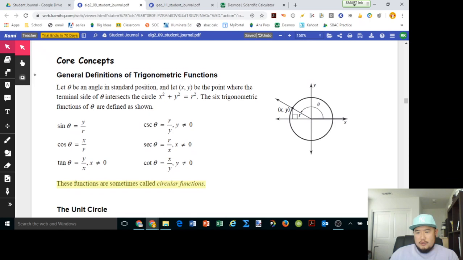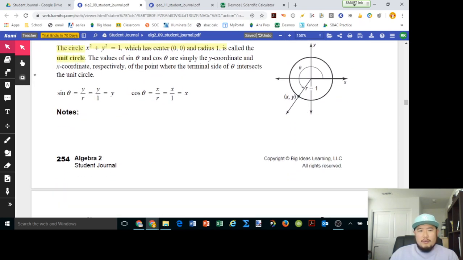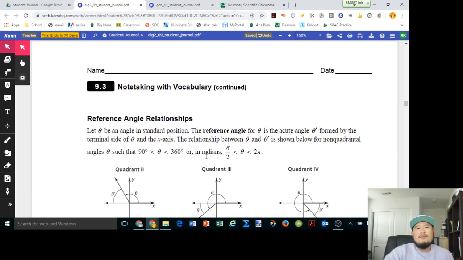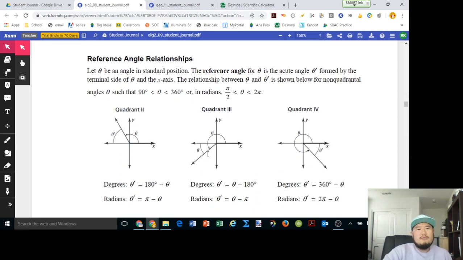As we go ahead and scroll down, like I said, we will skip the unit circle. We will come back to that tomorrow or next time in 9.3b. And let's go to this reference angle relationships.